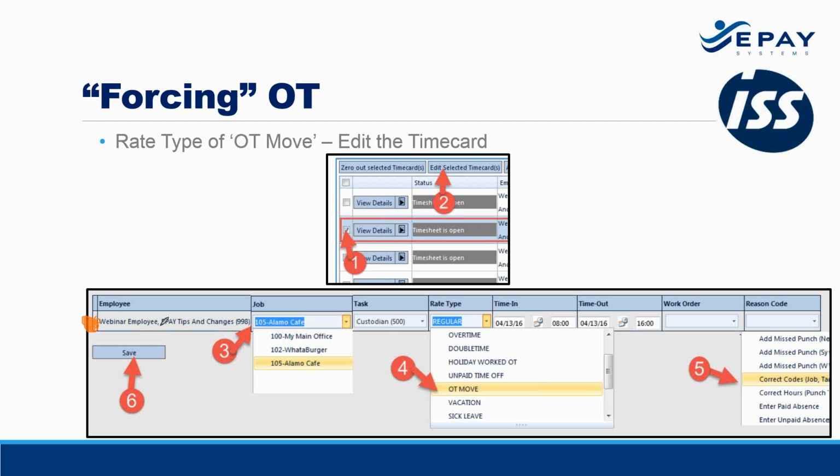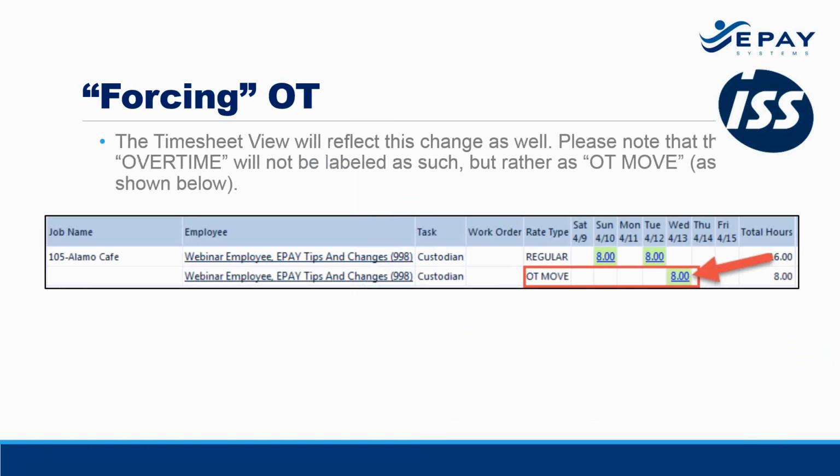But once again, if you need that time to be shown as overtime, notice on the drop-down below, you see overtime up here at the top of the list. That's the one we want to stay away from. Stay away like you never saw it. Make sure you use OT move instead. So that is your forcing overtime. Now keep in mind, for all those that use force overtime as OT move, the system, if you look at the timesheet view, is going to show OT move as your rate type for 8 hours, like it shows there. It will not show overtime there. Just so you know, it'll always show OT move.